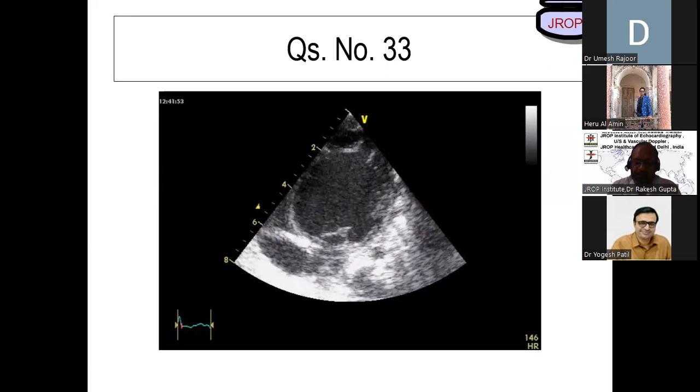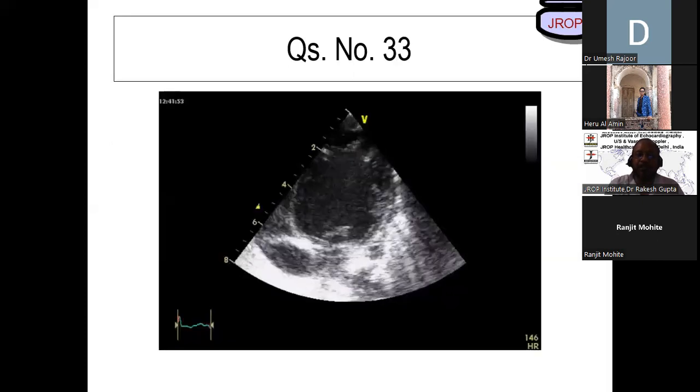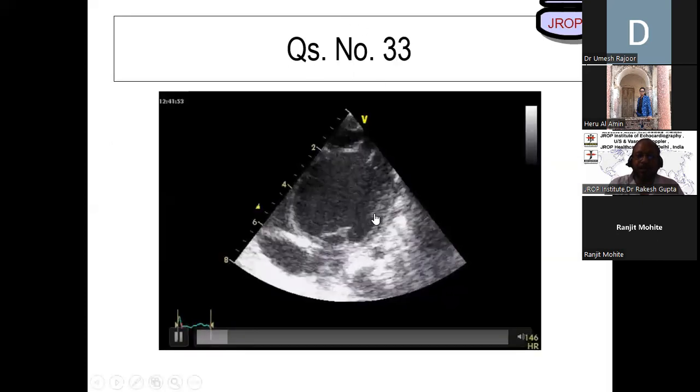So Ranjit, did you see this answer? Yes, sir. So that's important, you have to identify. You could see a dilated LV which is contracting poorly. Yes, sir. All right.